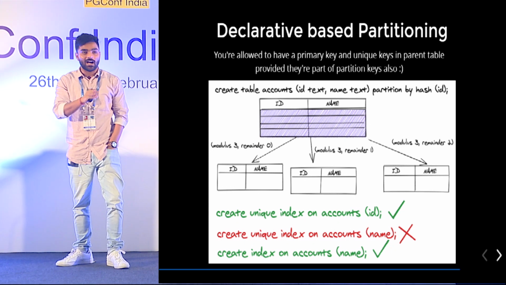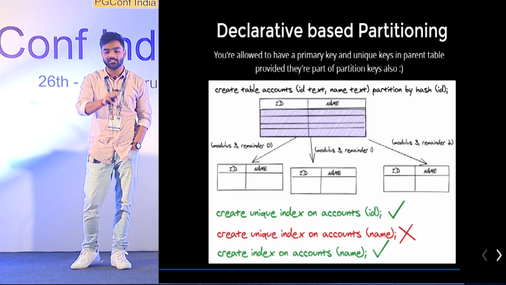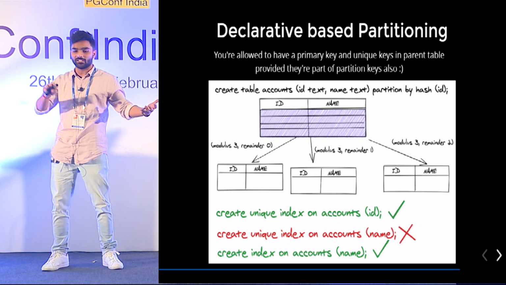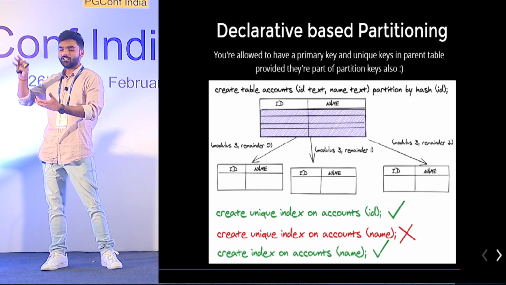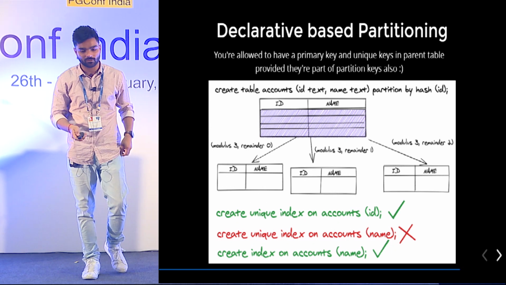You just say, I have a big table, I want to divide that big table into 3 tables. You say modulus 3, remainder 0, do this table; modulus 3, remainder 1, do this table; modulus 3, remainder 2, insert into that table. So that is how you do hash-based partitioning also.